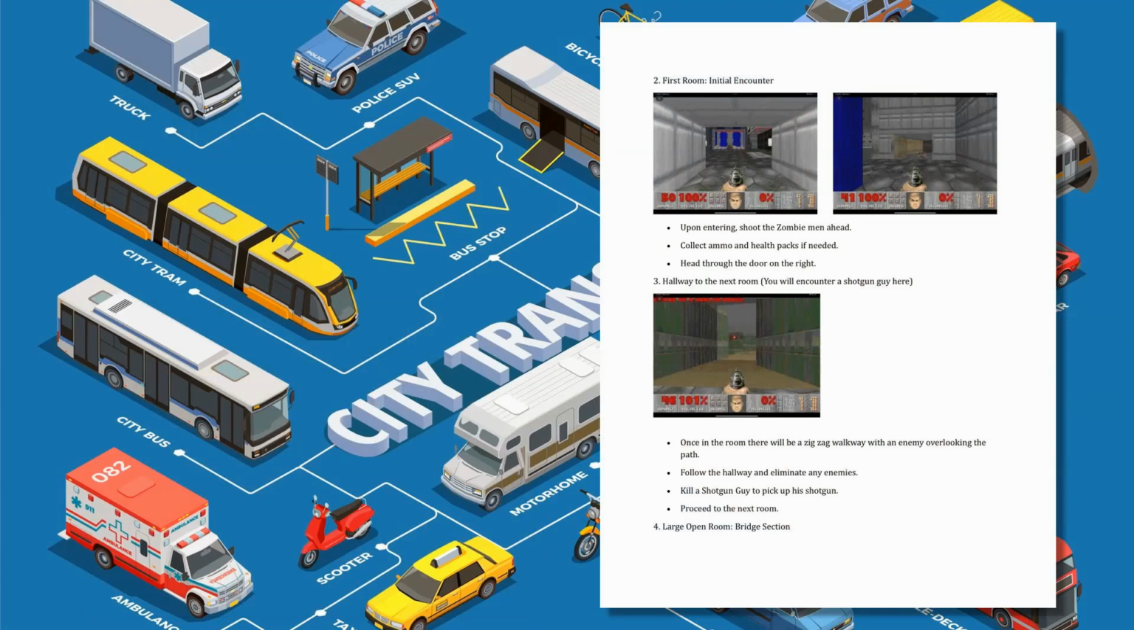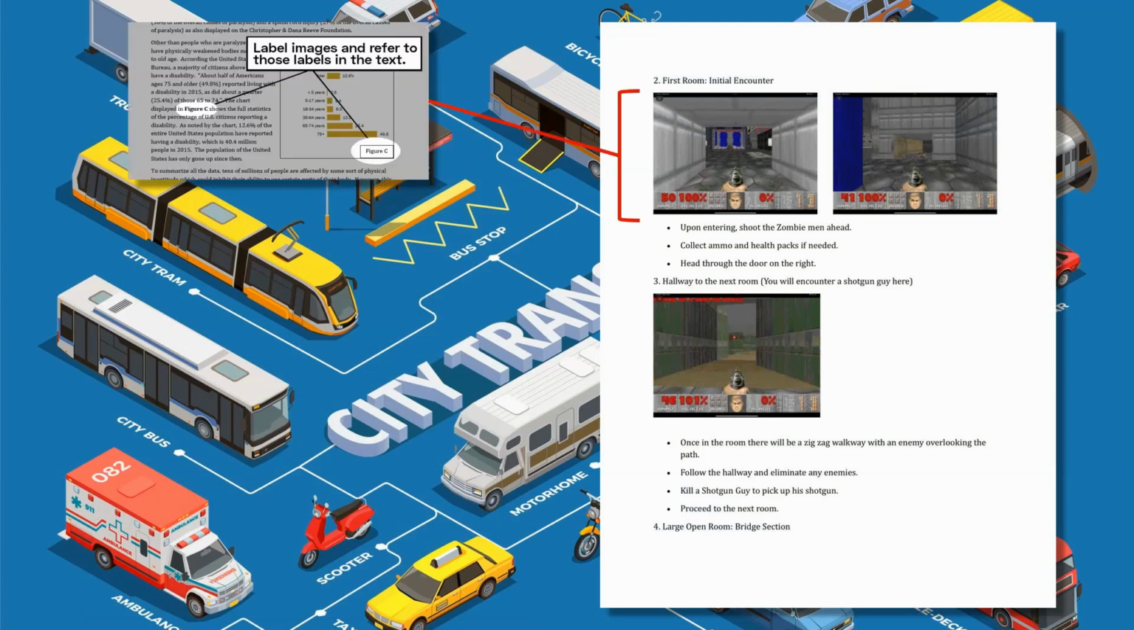The next page has a few other things. If you want to have those images work with the text, the easiest way to do so is to label the images and refer to those labels in the text. Upon entering room 1 as seen in image A, shoot the zombie man to the left. Something like that.